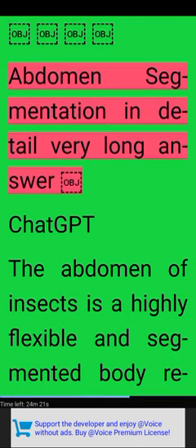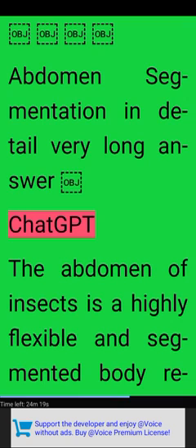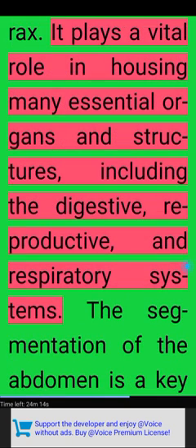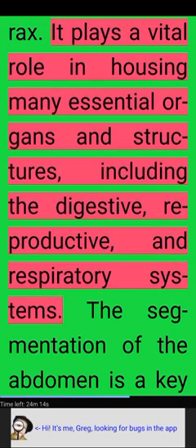Abdomen segmentation in detail. Very long answer. ChatGPT. The abdomen of insects is a highly flexible and segmented body region located posterior to the thorax. It plays a vital role in housing many essential organs and structures, including the digestive, reproductive, and respiratory systems.